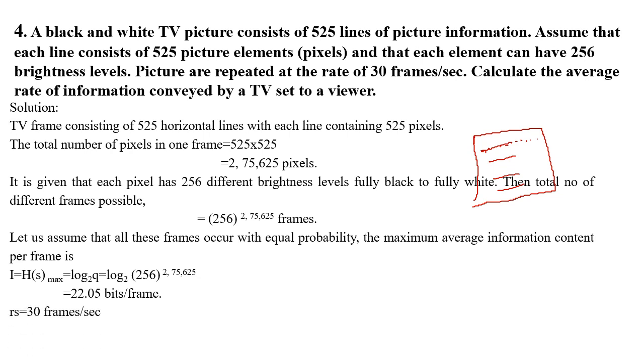Given is that the symbol rate is 30 frames per second, and this is your H of S. We know that the rate of information will be RS into the entropy H. So finally we are going to get the rate of information after multiplying 22.05 with 30 frames. We are going to get it as 66.15 into 10 to the power of 5 bits per second.